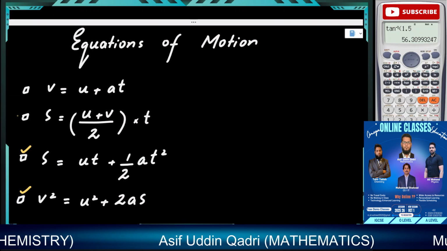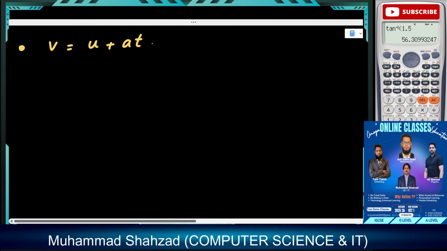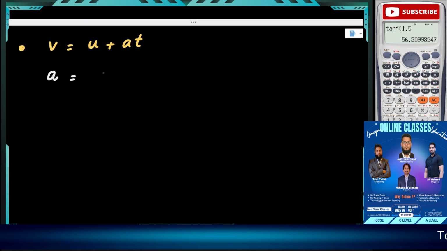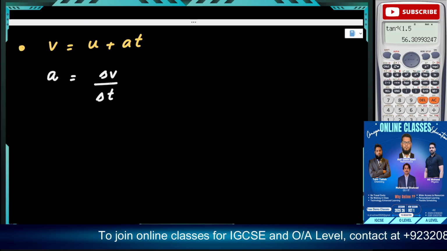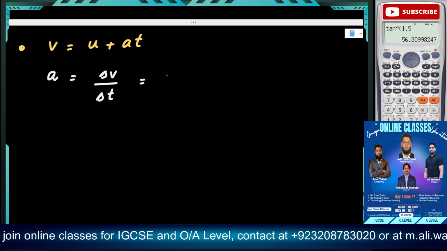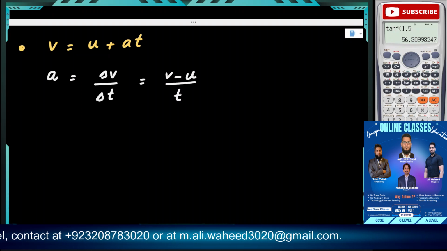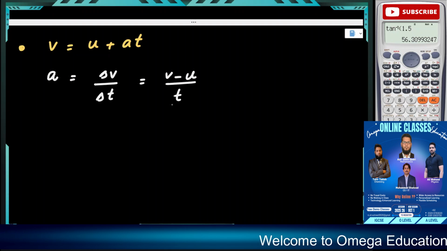So let us talk about the derivation of these. In order to derive this equation, in order to get to this expression, let us recall the very definition of acceleration. Acceleration equals change in velocity divided by the time in which the velocity changed. Now this can also be written as v minus u divided by t. Let's say the initial time was 0, then we can write it as simply t, because t minus 0 would be t.